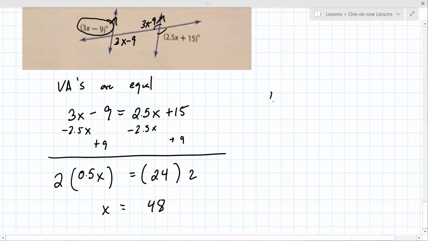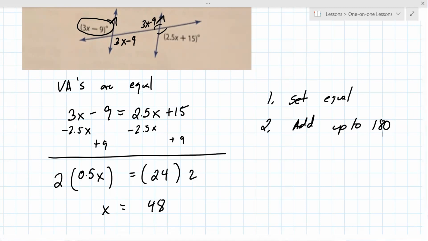So like I said, there's two things that can happen here. You're either going to set them equal, or they add up to 180. And these are not the same, but you're always looking for one of those situations. Okay, so we're up to 14.